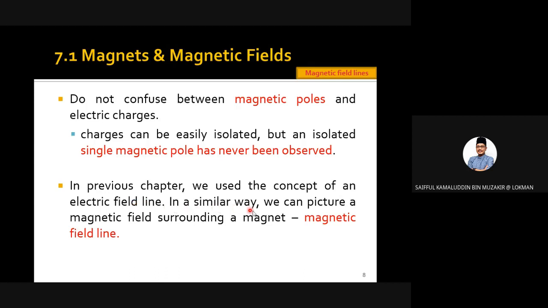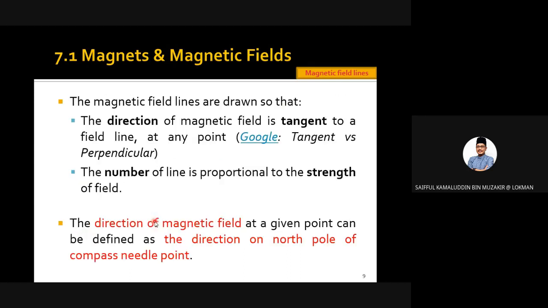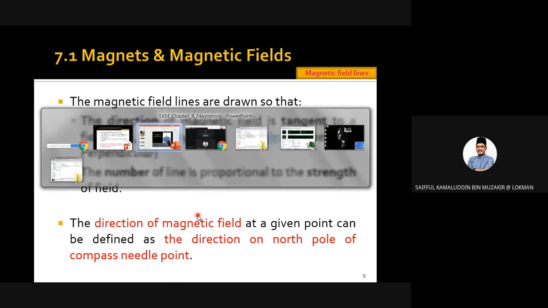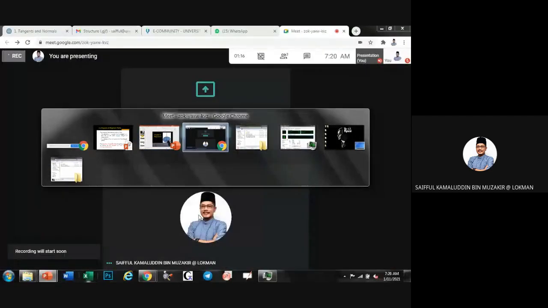In a similar way, we can picture the magnetic field surrounding a magnet using magnetic field lines. What do they look like? Later we will look at them. The magnetic field lines are drawn so that the direction of the magnetic field is tangent to a field line at any point. What does tangent mean? You could Google the meaning of tangent versus perpendicular. Let us see if I have opened any.